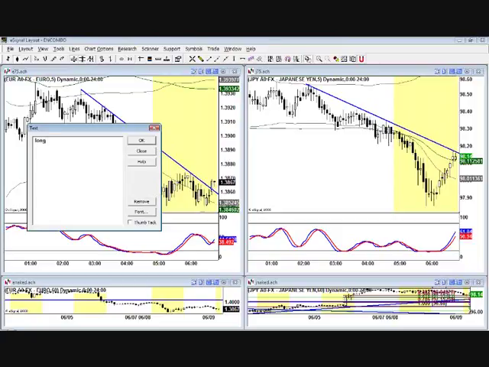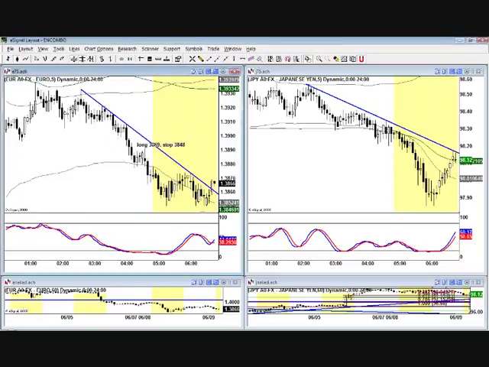So it's long at 38.69. Stop at 38.48. So that's a 21 pip stop loss. And we're in our first trade of the day. Let's see how this goes.